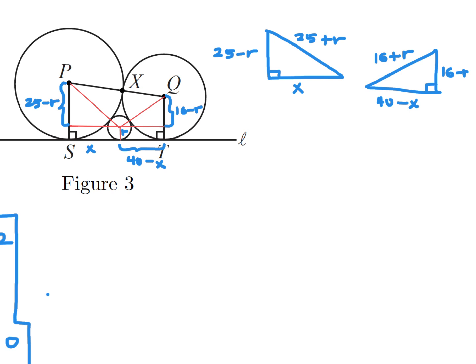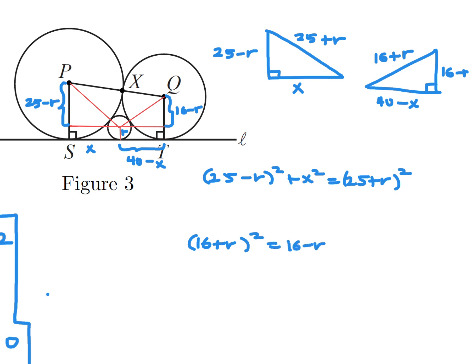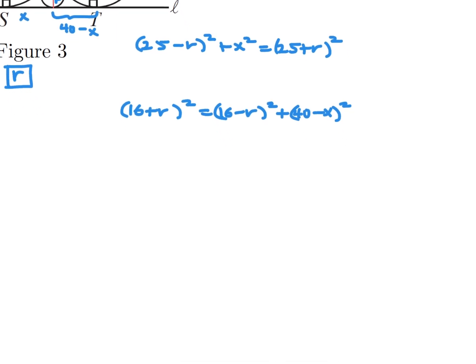Okay, so with these two, we can easily get two Pythagorean relationships. The first one will give me 25 minus r squared plus x squared is 25 plus r squared. And then the second equation will be 16 plus r squared is equal to 16 minus r squared plus 40 minus x squared. And what are we trying to do here? We're trying to figure out r. So r is our goal. So we have two equations, two variables, so we should be able to solve this without any real problem.